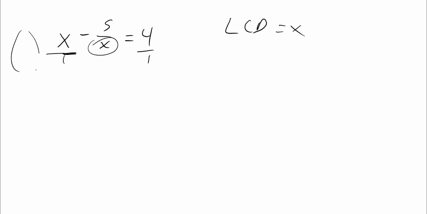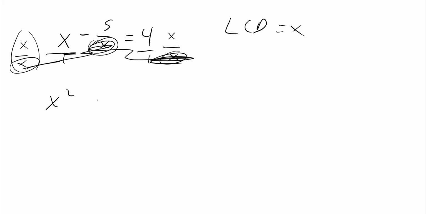So how do I get this one to have an x in the bottom? Well, I'll multiply it by x over x. The middle one's good, it's got an x in the bottom. How about this one? Well, again, x over x. You okay with that? So I have an x here, I have an x here, and I have an x here. So I can cross them off. And I get x times x is x squared minus 5 equals 4x.